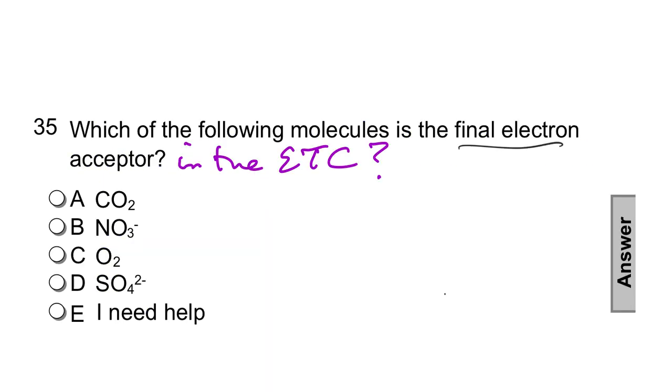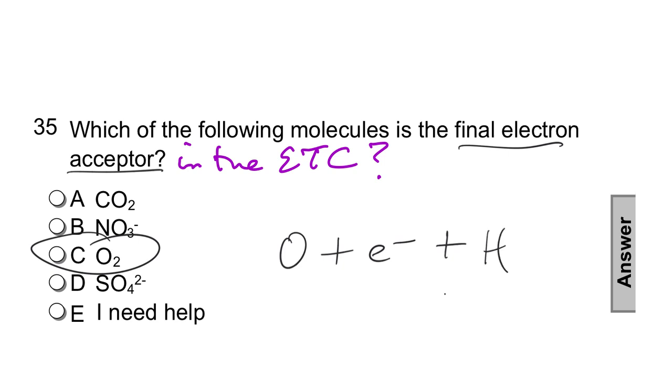The final electron acceptor in the ETC is oxygen. Remember, oxygen plus electrons from FADH2 and NADH plus hydrogen ions, protons, in the matrix forms H2O. So this O is from oxygen, so oxygen is the final acceptor.